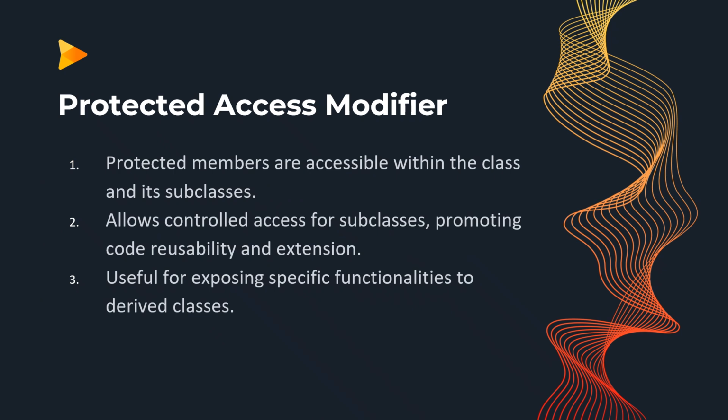Now we are going to see the protected access modifier. Protected members are accessible within the class and its subclasses. So it can be accessed in the class, and also from our child class. Protected has moderate accessibility and moderate restriction. It allows controlled access from a child class, subclass or derived class. It promotes code reusability and extension. It is useful for exposing specific functionality to derived classes. So this is the protected access modifier.